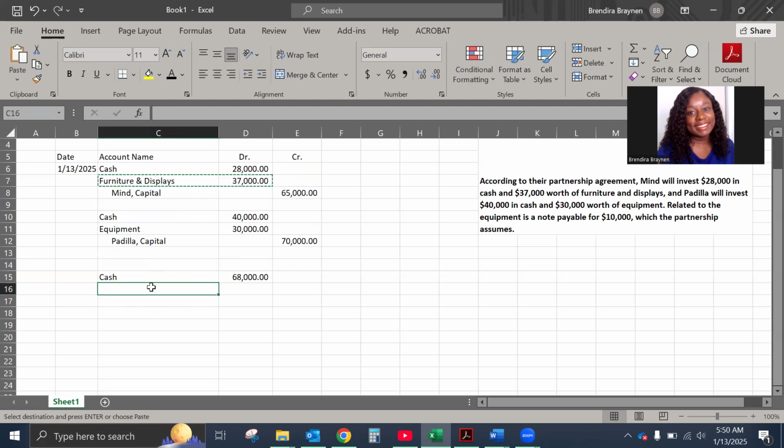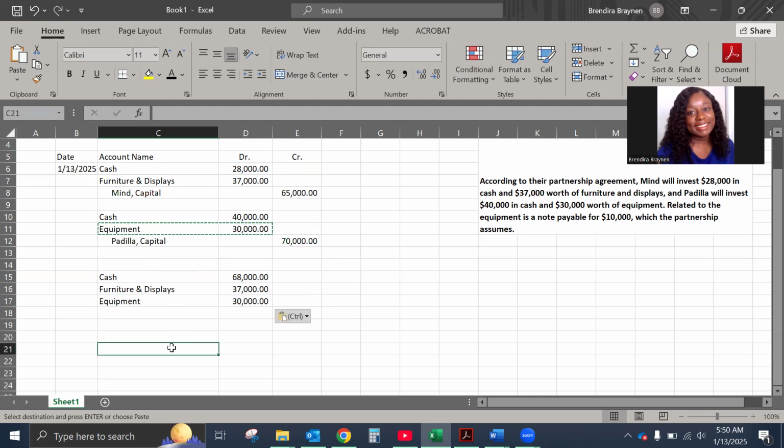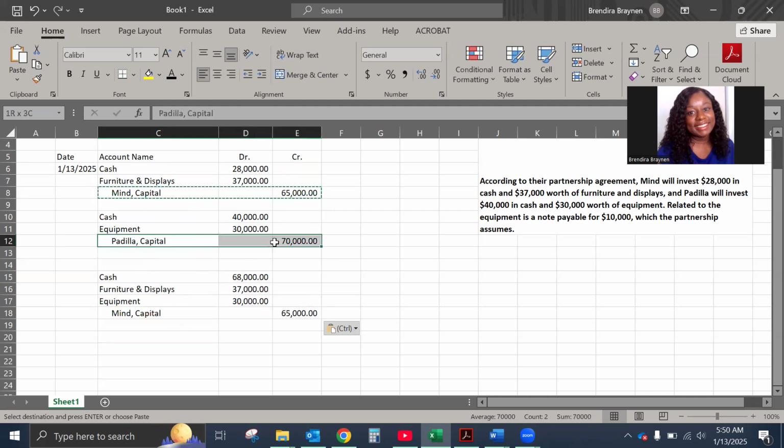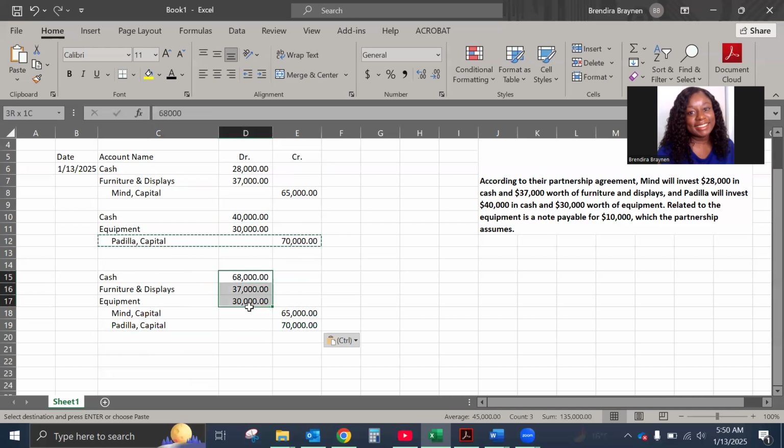Furniture and display would still be 37,000. Equipment would still be 30,000. Mine, capital would still be 65, and Padilla Capital would be 70. So the only time the number would change is if I have two of the same accounts being debited, I would just add them. If I had two of the same accounts being credited, then I would add them as well. If I go back and check, my total debit should still equal my total credits.